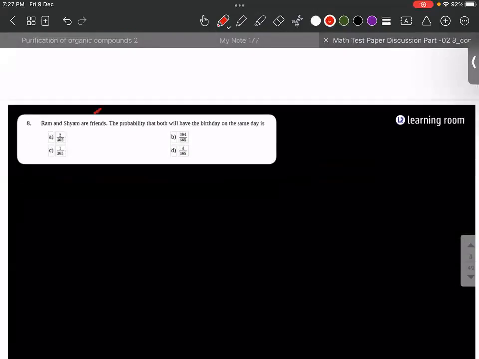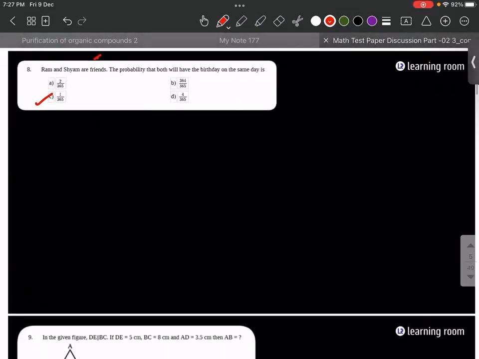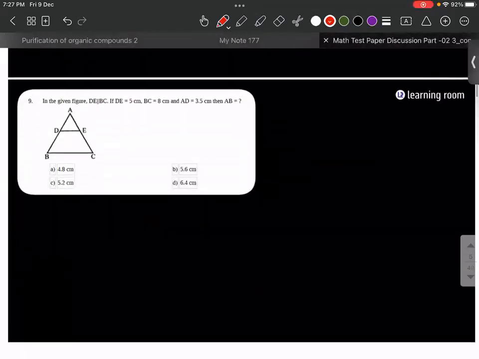So Ram and Shyam are friends. What is the probability that both will have their birthday on the same day? So 1 by 365. That one day is going to be 1 day out of the 365 days, assuming it is a non-leap year.